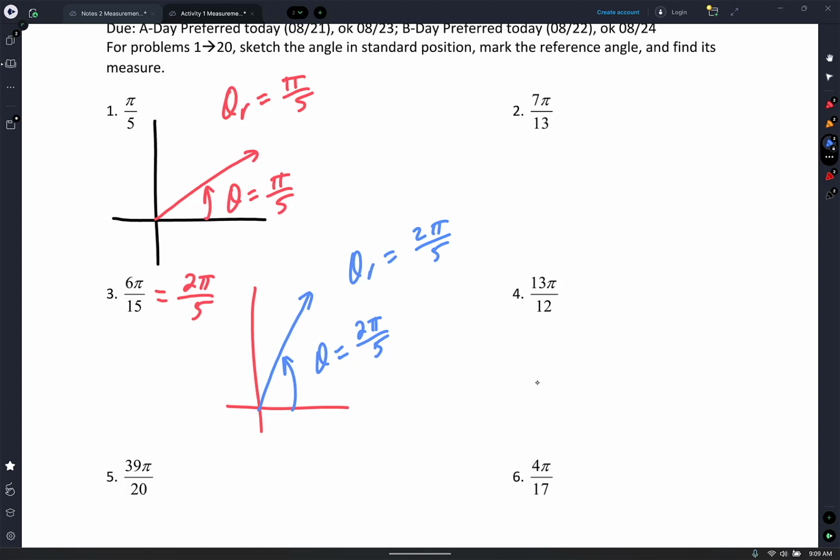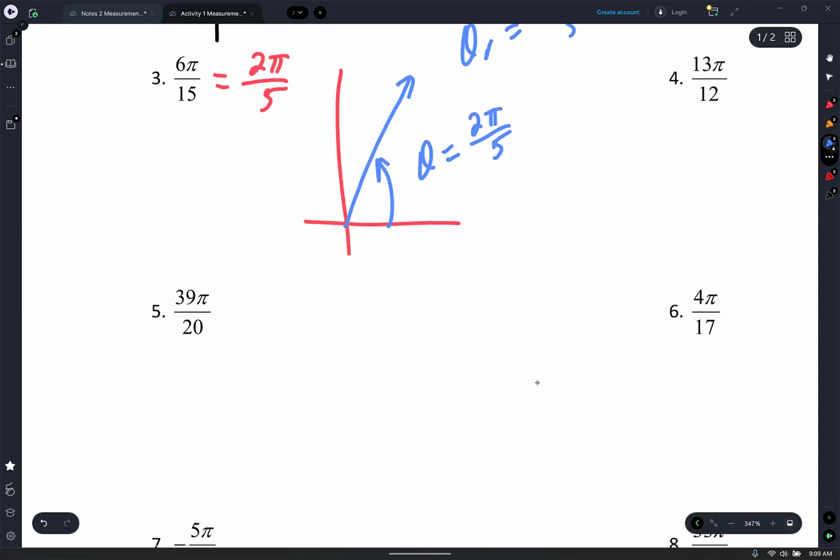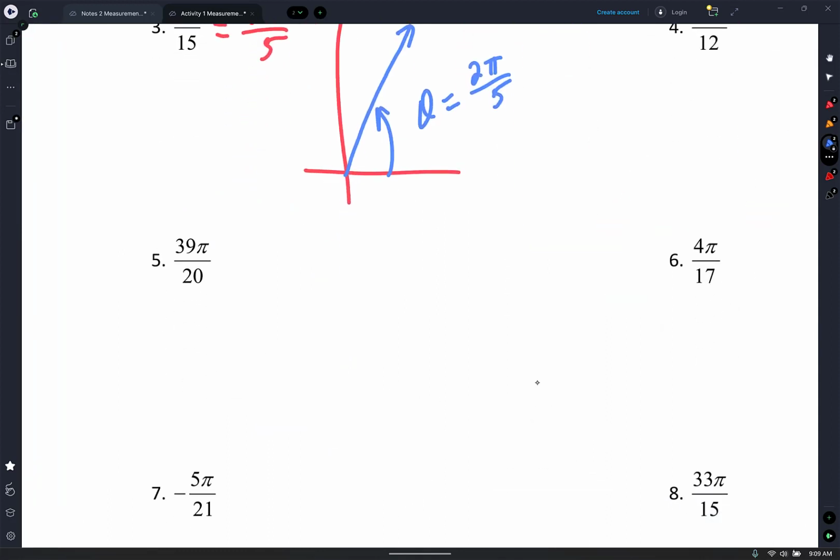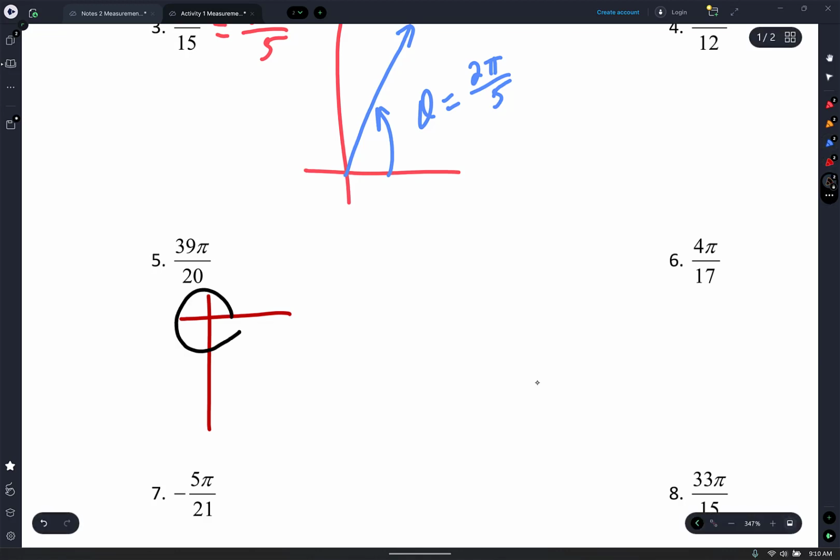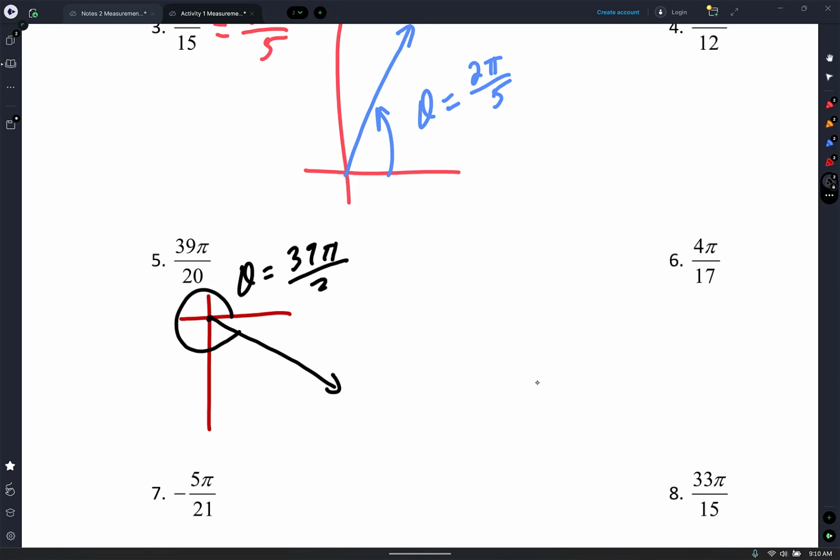Okay, here we go. Number 5. And I'll go slow. Number 5 says 39 pi over 20. Look how close 39 pi over 20 is to 2 pi. If it were 40 over 20, that would be 2 pi. Do you guys agree? So I am in what quadrant? The fourth, guys. I almost do a whole revolution. I'm like this. You're super close. That is 39 pi over 20.